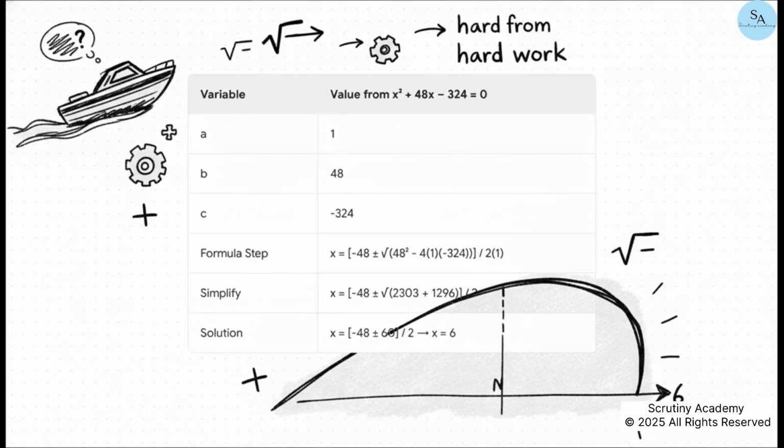Okay, let's put it into practice. Here's a classic textbook problem about a motorboat. The equation we get is x squared plus 48x minus 324 equals 0. So our a is 1, b is 48, and c is -324.